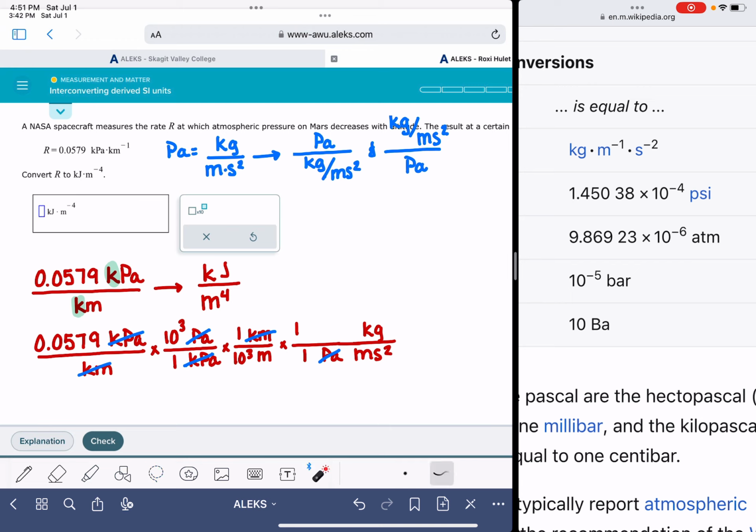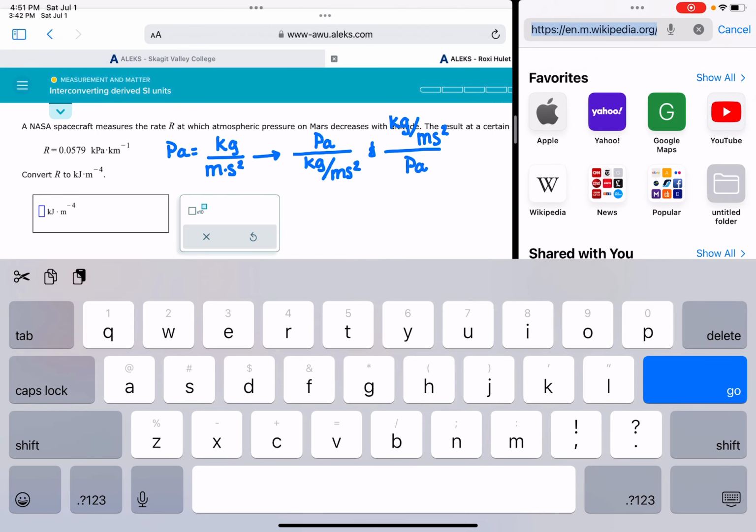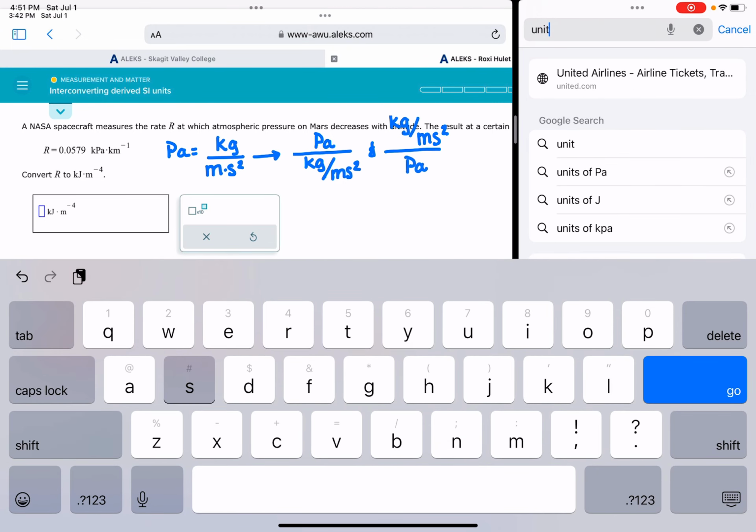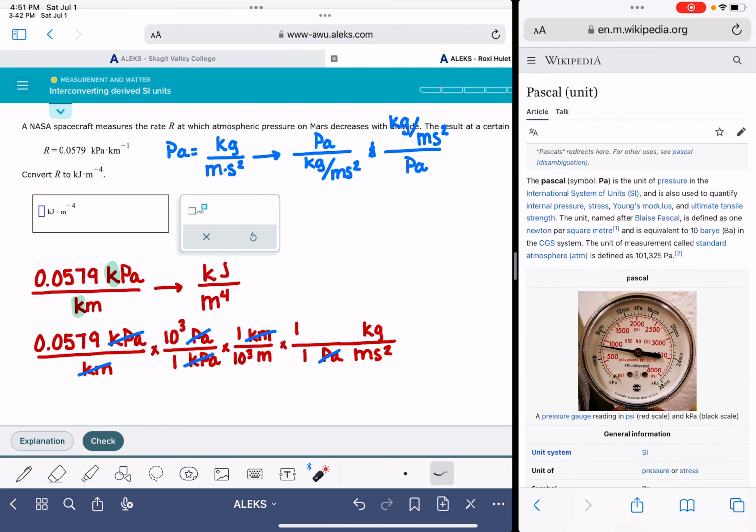We are at kilograms over meters, and a second squared unit. Now, this is not what we're trying to convert into. We're trying to convert into kilojoules over meters to the fourth. Kilojoule, like Pascal, is another unit of units. So let's go back to the internet and let's take a look at what the units are of a kilojoules. Units of, well, actually we're going to look for the units of joules, not kilojoules.